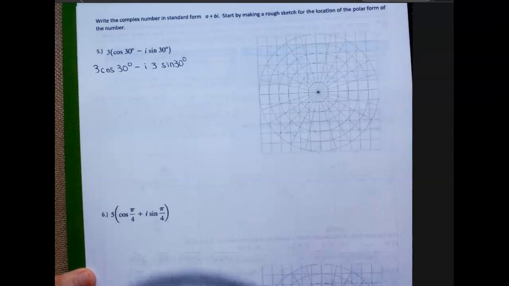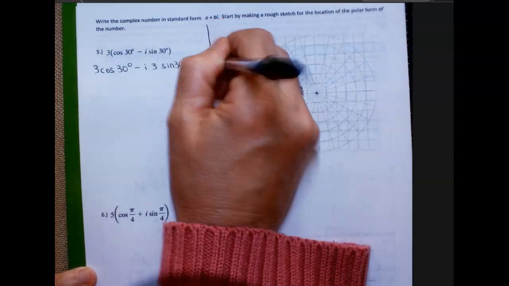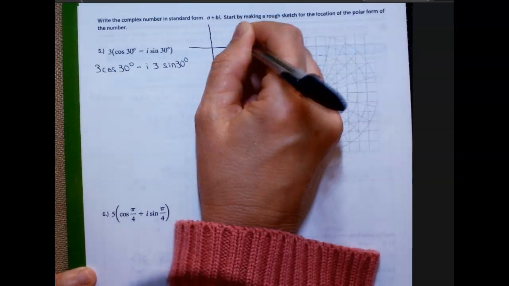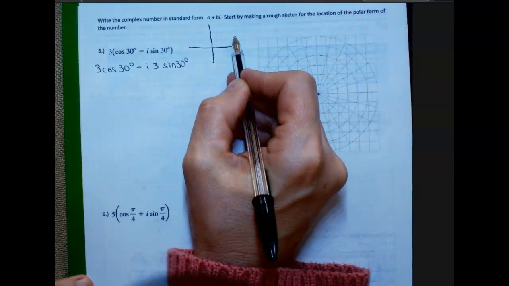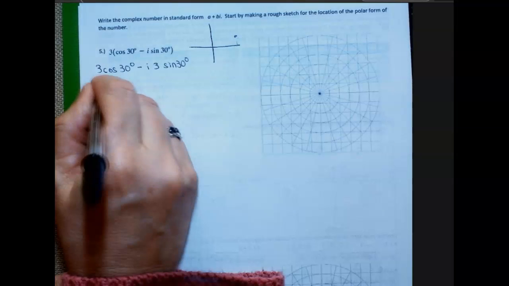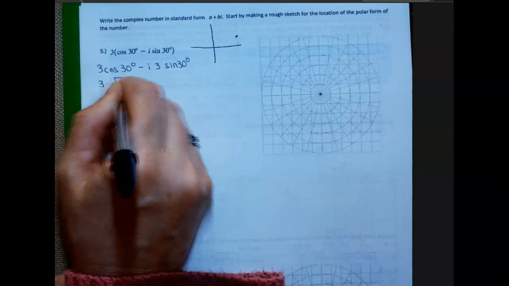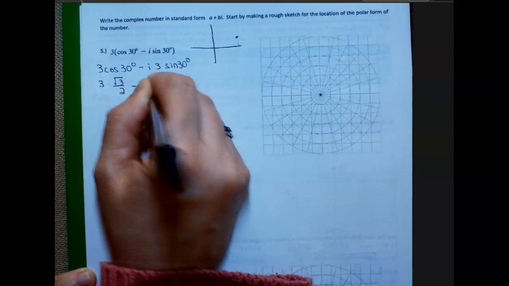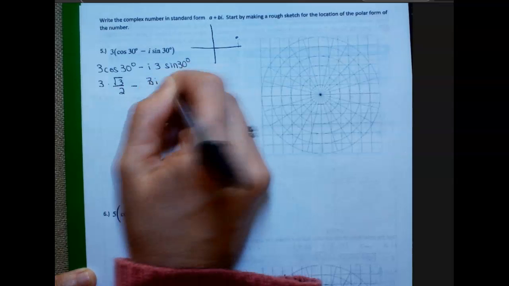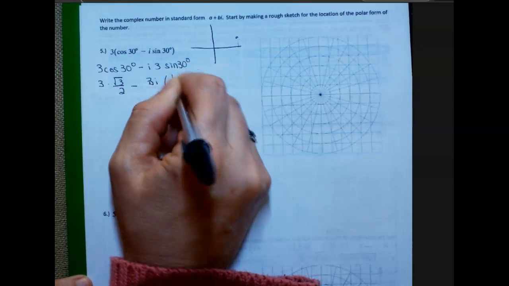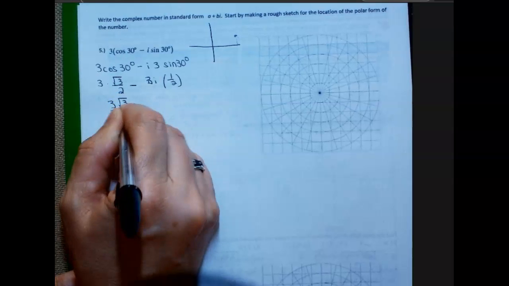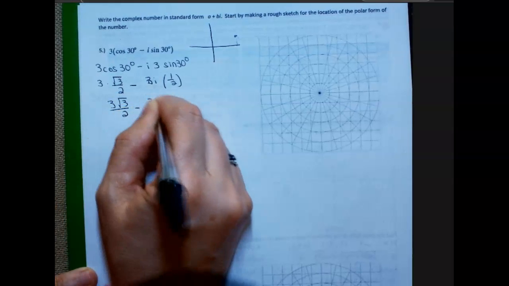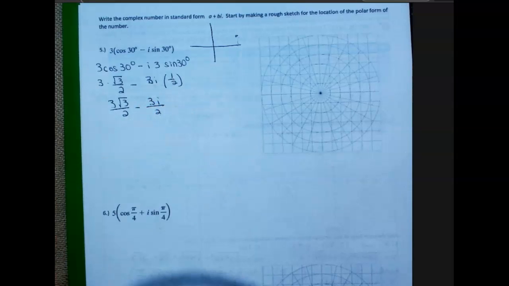So let's go ahead and think about the sine of 30 degrees. And again, if you need your unit circle, grab that. 30 degrees would be here. That means my x is longer and my y is shorter. A longer x is equivalent to radical 3 over 2. And a shorter y is equivalent to 1/2. So we get 3 radical 3 over 2 minus 3i over 2.